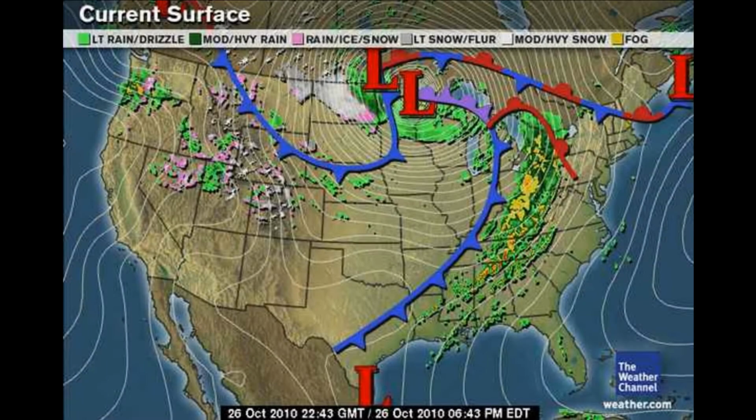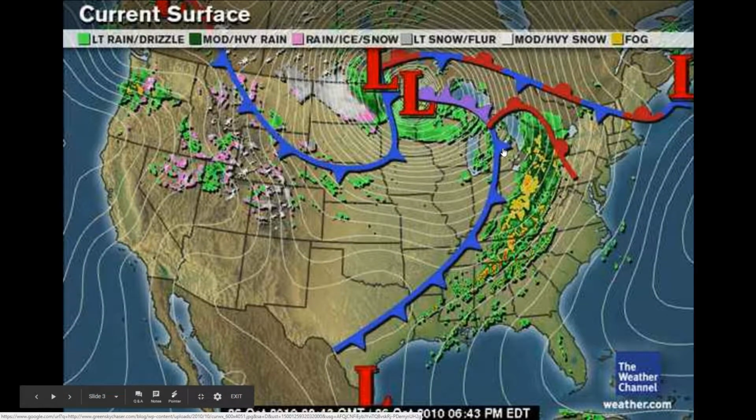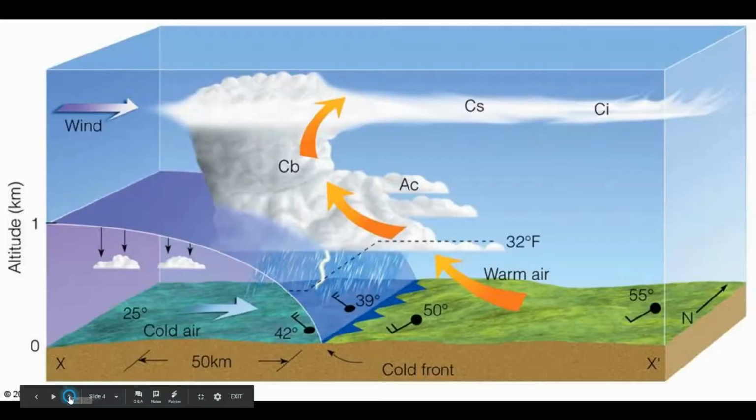So most of the time when you're watching the weather on TV, you'll see a bird's eye view of a surface weather map. So you'll see fronts depicted like you see on here, but it's important to understand what's going on in 3 dimensions. What does a front actually look like in real life? And for that, I'm going to turn to this diagram here.